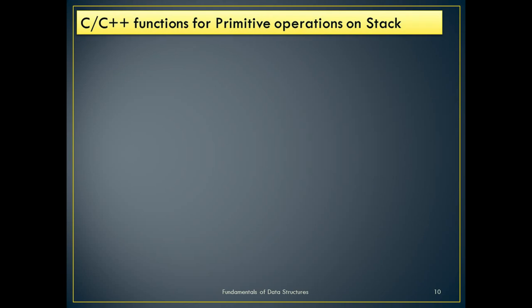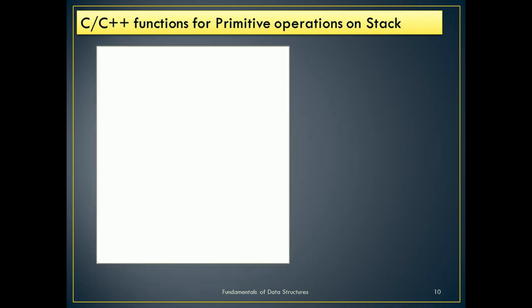Now we can see the C or C++ function for these particular operations on a stack. The first one is the initialization. Our stack is S. S points to top is equal to -1. That is nothing but the initialization of the array.